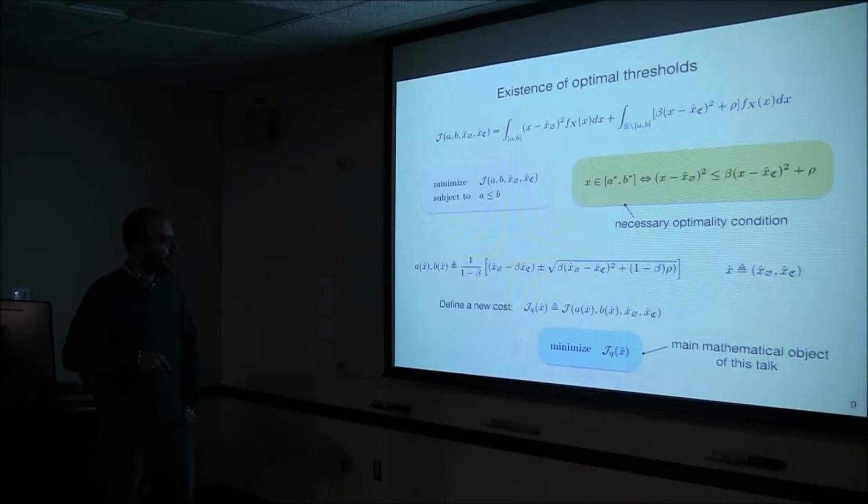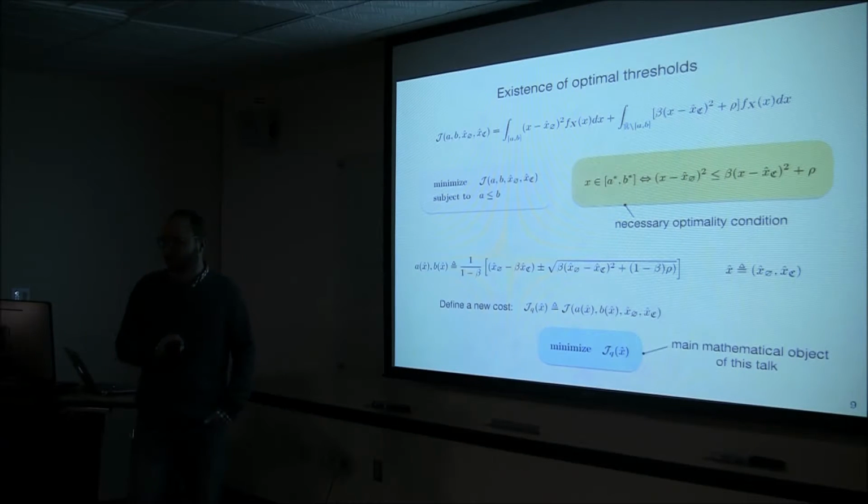And then, without loss of optimality, I may define a new cost, JQ, which uses these thresholds in this function. And then this becomes an unconstrained nonlinear optimization problem, in which I want to minimize JQ over x hat in R2. And this is the main mathematical object of this talk.